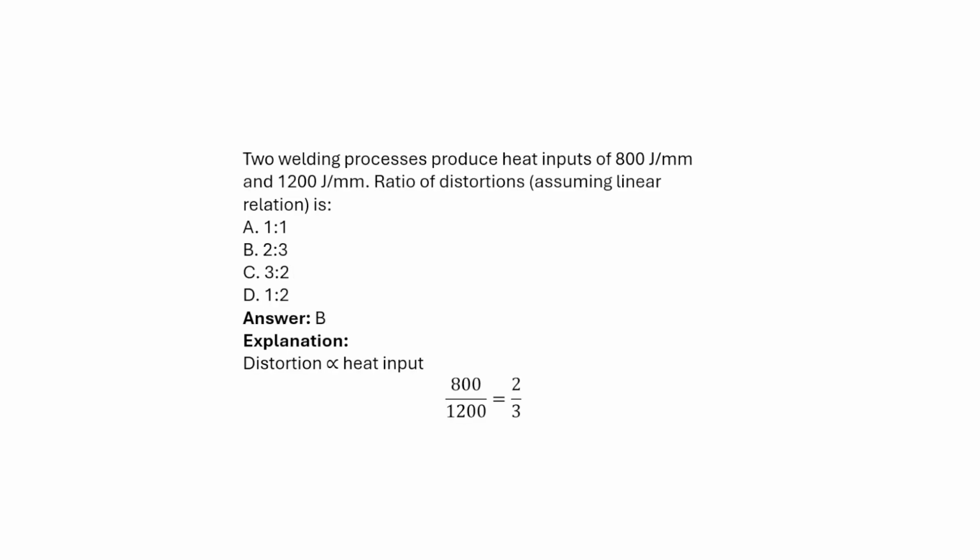So next, two welding processes produce heat inputs of 800 joules per mm and 1200 joules per mm. The ratio of the distortion: how will it be? Distortion is directly proportional to the heat input. So if heat input is more, we can just find the ratio between the heat inputs. That will be the ratio of the distortion.